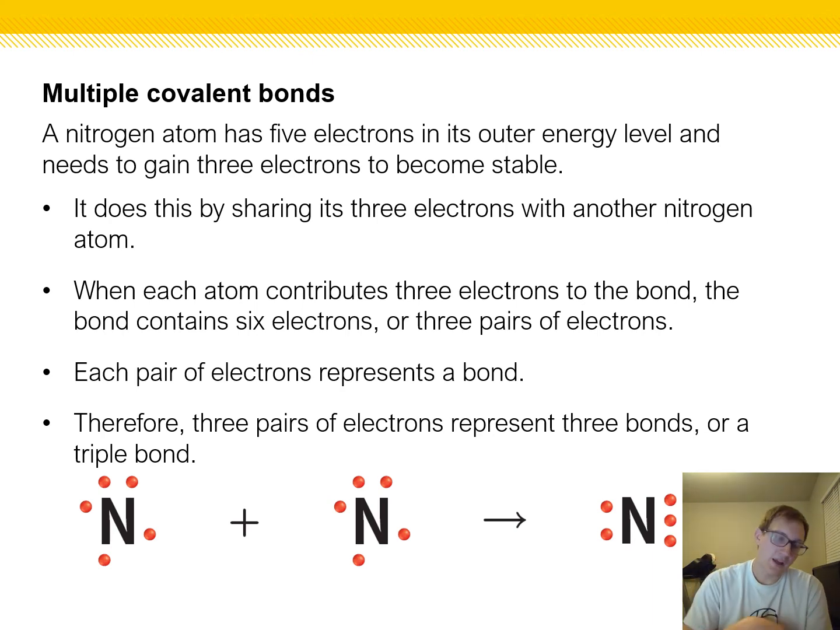Okay, so if you look back at O2, it had a double bond. If you look back to H2O, it had 2 single bonds. So when you only share 1 pair of electrons, it's a single bond. If you're sharing 2 pairs of electrons, it's a double bond. And if you're sharing 3 pairs of electrons, it's called a triple bond.